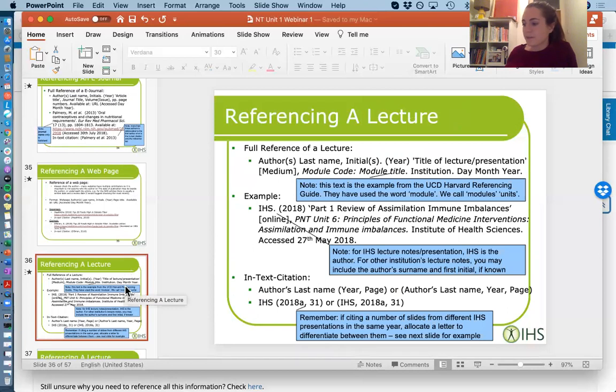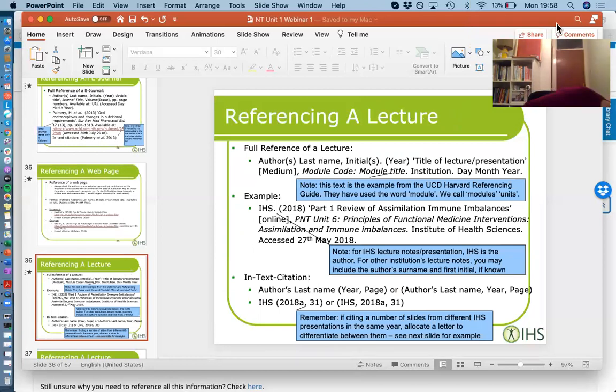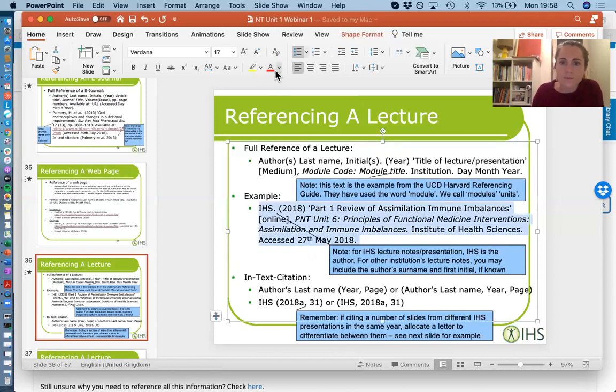So then this is a really important one because you're going to reference IHS articles all the time. So this is our PowerPoints. UCD have guidelines on how to do this. Ours is slightly different, and I'm just going to highlight this in red actually so you can see it really clearly.